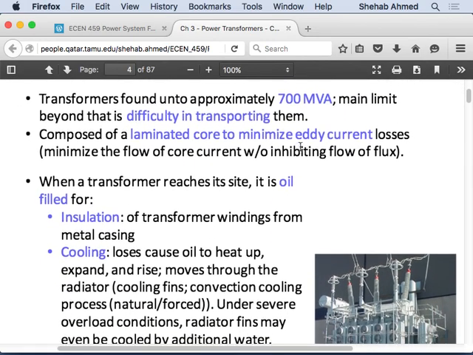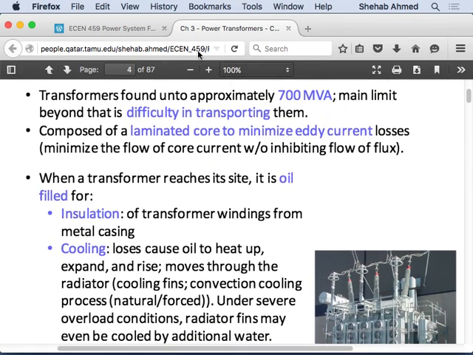So, as I said, these large oil-filled transformers, you can typically find them up to 700 MVA, not because the electrical engineers are not good enough and they cannot design them, but because we cannot transport them. Right? They're very difficult to transport. They're huge devices. You cannot really transport anything larger than that.